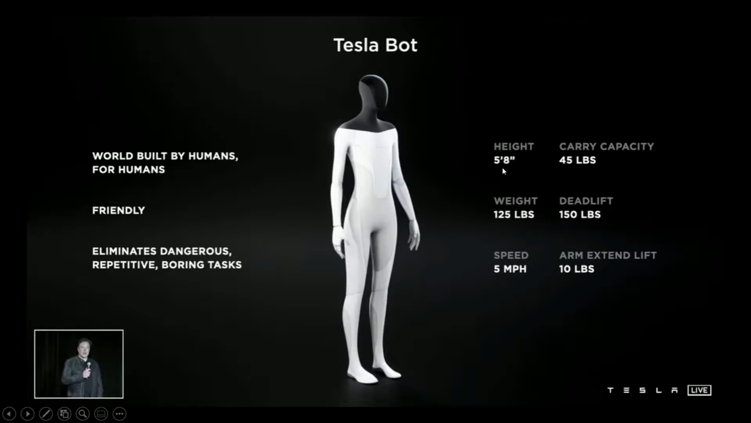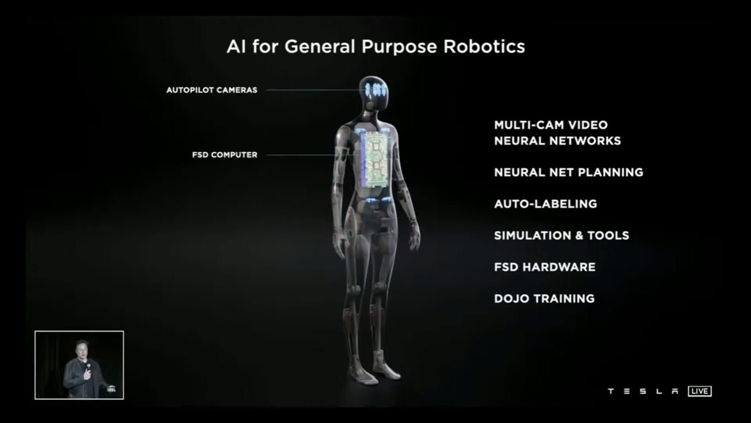The height which Elon chose for this robot is 5'8". This is around average human height, but I would say it is above average. 5'8" is pretty above average. Yeah, let's see how it does. And then they have a computer.